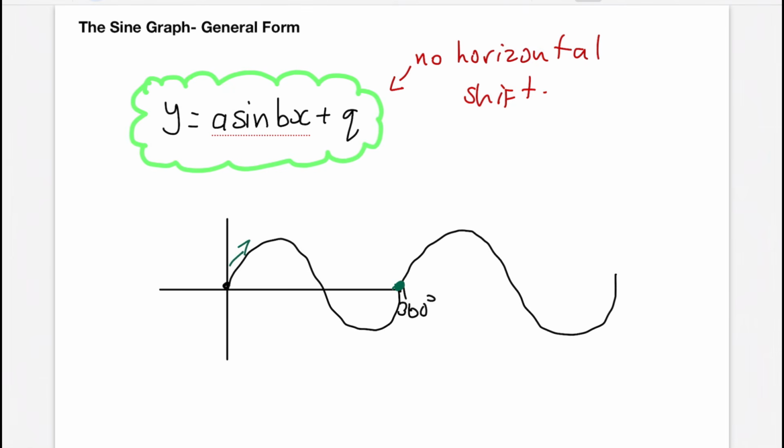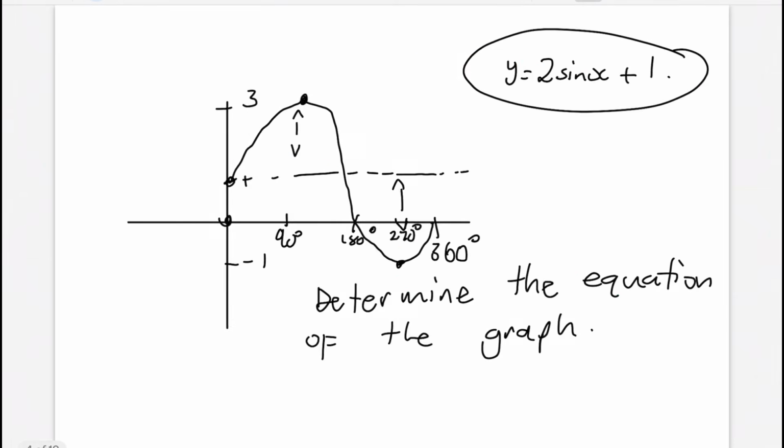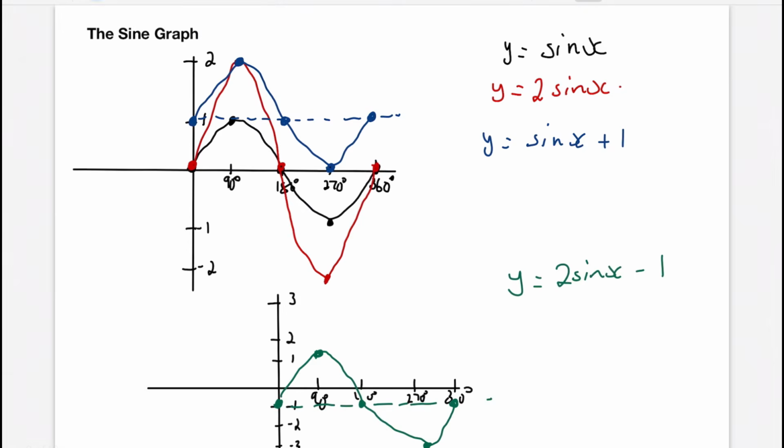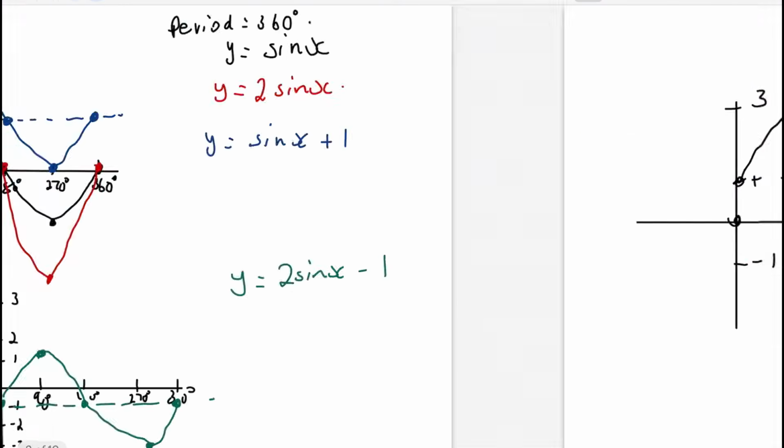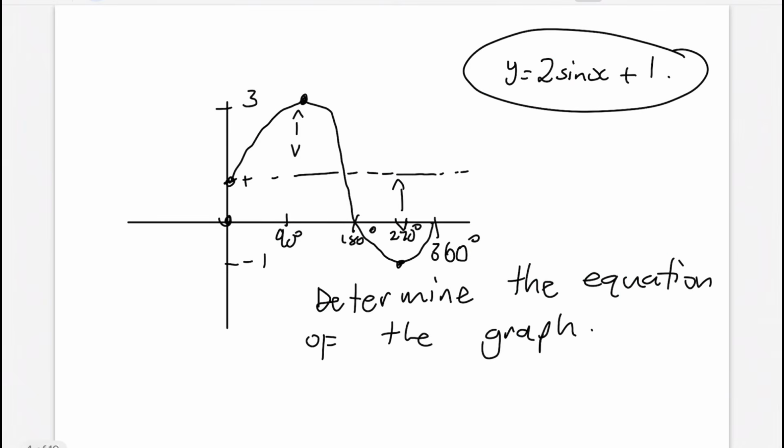But what you will notice is that at 360 degrees, it starts all over again. Remember the graph started by going that way, right? Then it went that way, and then it came back. Then it starts again here to go up again. So it's repeating itself at 360. And so we say that the period of this graph is 360. So the period of the original sine graph is 360 degrees.